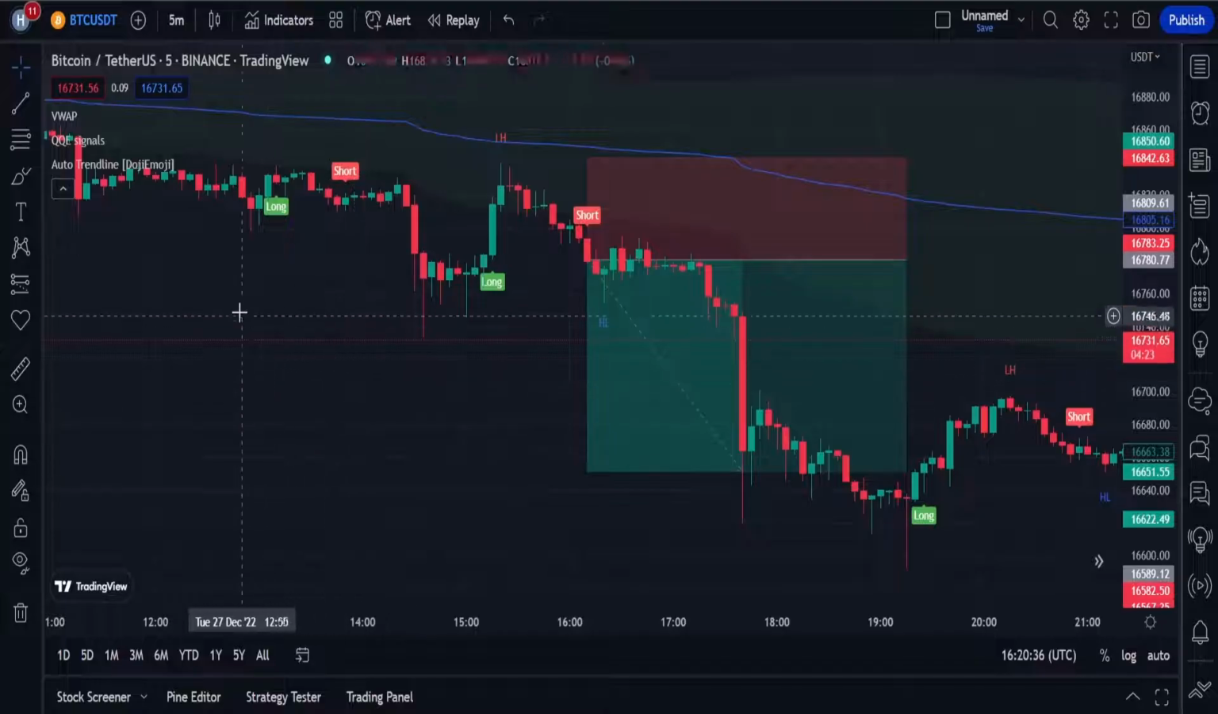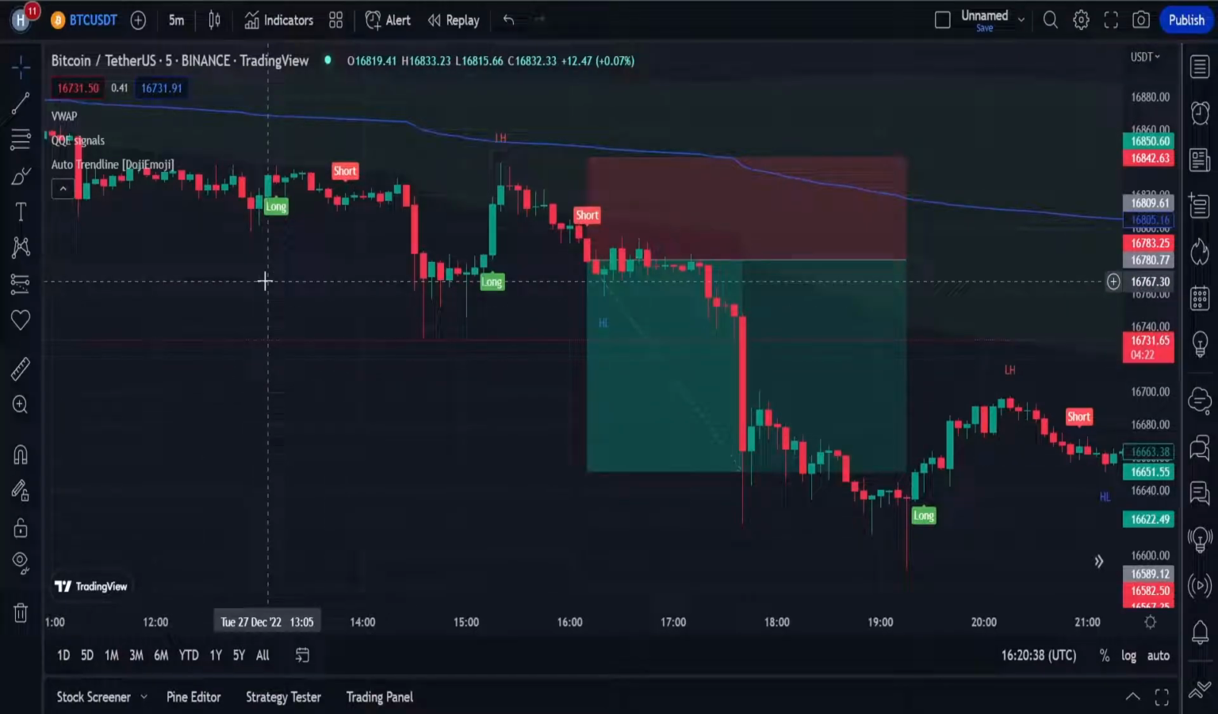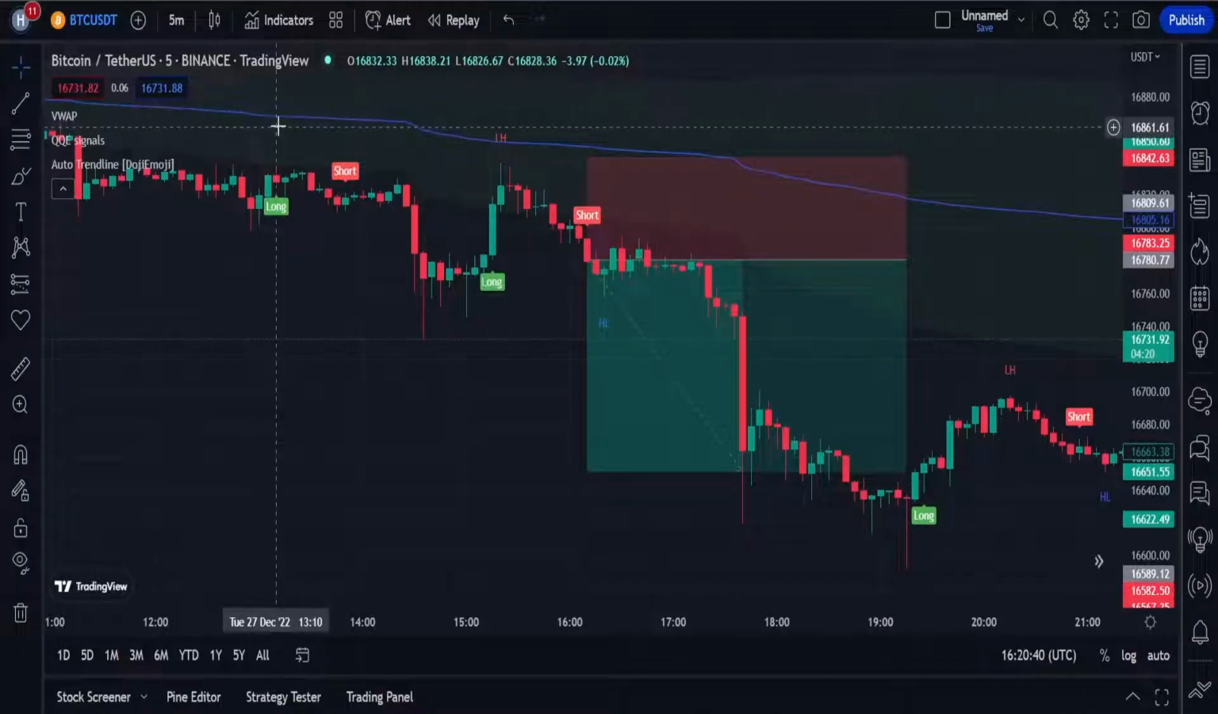Just make sure you follow the rules and techniques I have explained so that you can maximize your profits. Now let's go through some more examples for both buy and sell trades so that you guys can understand the strategy properly.